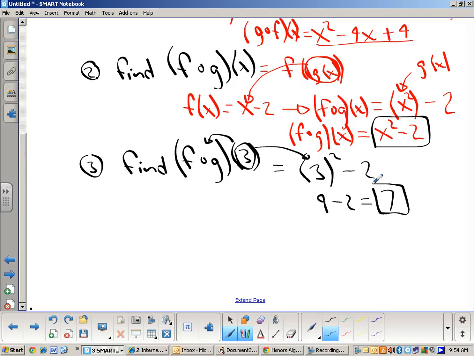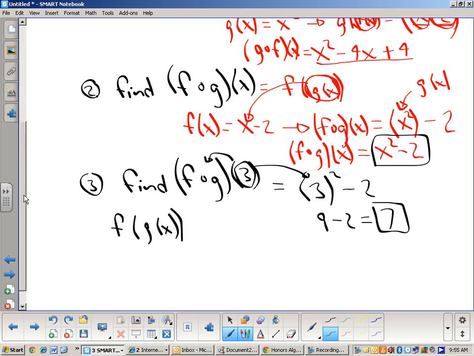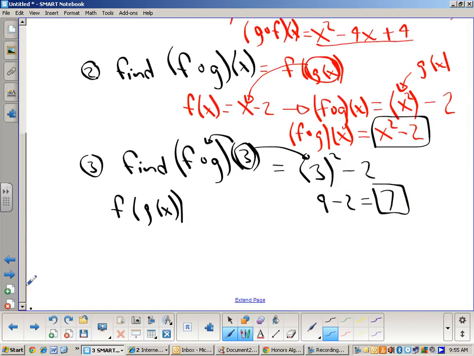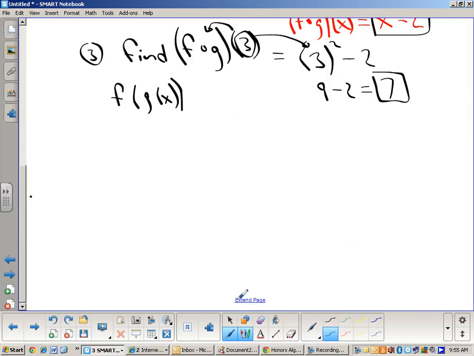But I'm going to do it another way, because you won't always have already determined what that is. Sometimes this is number 1 on the homework, and nothing else has been done yet, and you didn't know what f of g of x was. You just know what f of x and g of x are. So this means f of g of x. G of x is equal to x squared, and we have to do the g of x first. So in this case, g of 3.